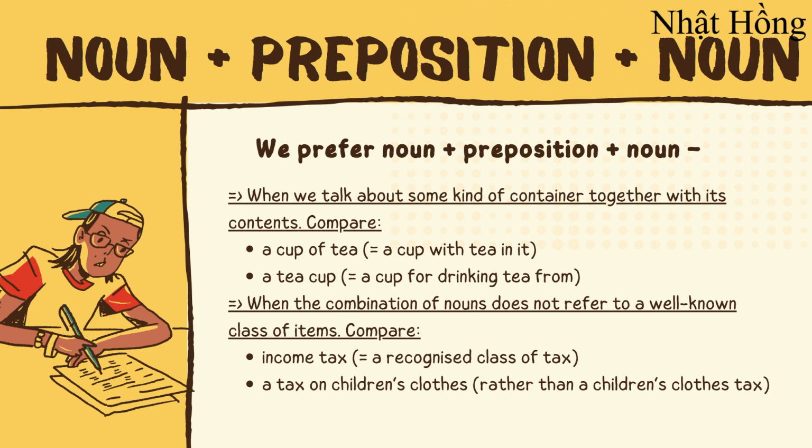Another case where we use this structure is when the combination of nouns doesn't refer to a well-known class of items. For example, in context, a text is a recognized type, but a text on children's clothes sounds more natural than a children's clothes text, because children's clothes text is not a fixed category. The preposition on makes the meaning clearer.